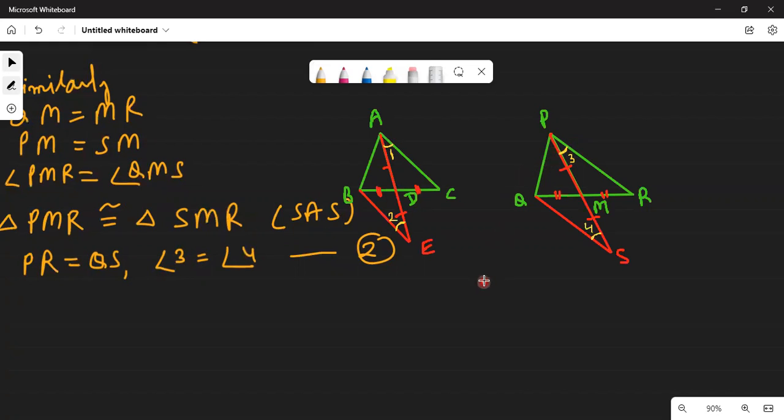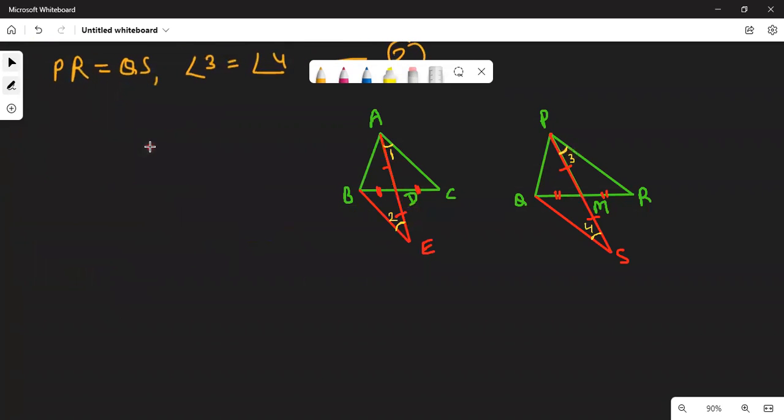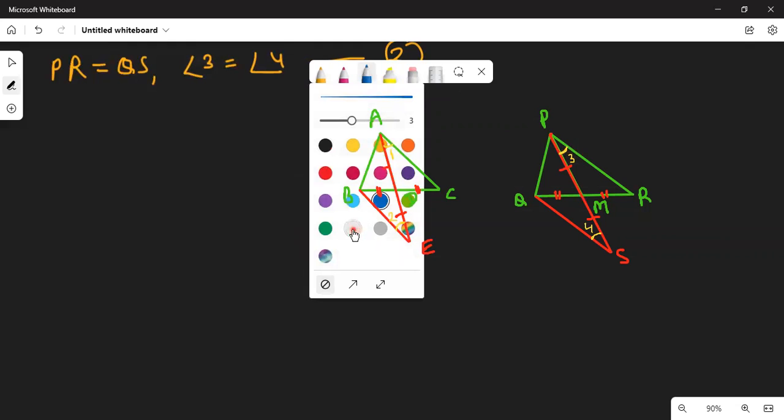So what we are going to do is prove this next. Look, the first step was we did construction. We extended AD to a point E, and then we found two congruent triangles. From there, we took some information, and now we are taking two similar triangles as well. And from there also we will take some information, and then we would conclude.